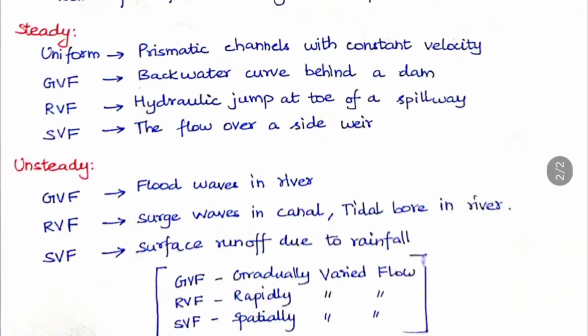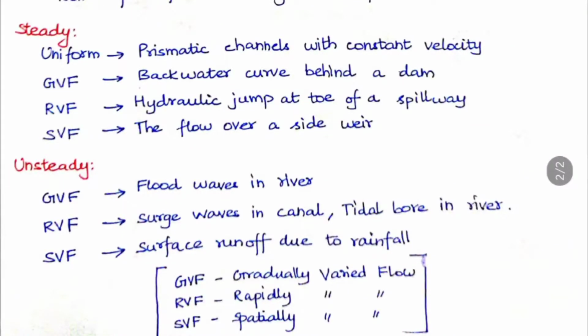The surge waves in the canal are nothing but higher waves, that is, waves of greater height coming, and that is what we call surge waves. The tidal bore is also similar to that. There will be sudden waves created in the rivers, sometimes in the direction opposite to the river flow, and this may occur at the point where the river and the ocean mix. At those points some waves will be created. This is what we call rapidly varied flow with unsteady condition.